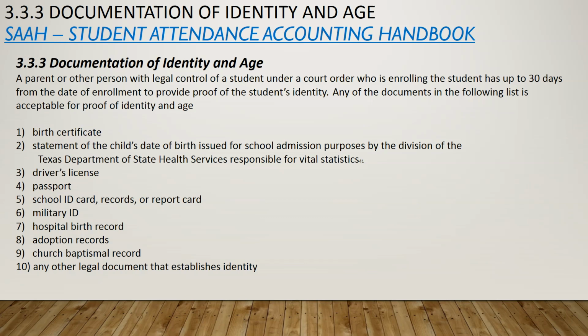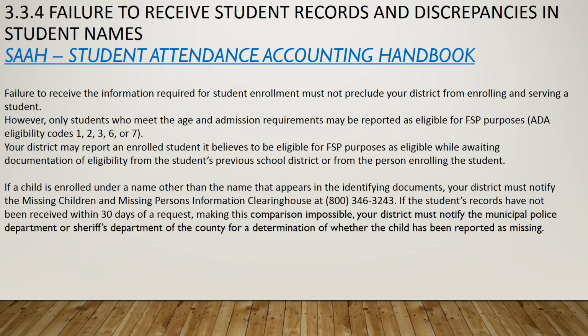For the military ID, please do not make a copy. Just make note on the enrollment papers that you've reviewed the military ID and verified the information. The next slide is information on failure to receive student records and discrepancies in student names. Again, at your convenience, please review this information.